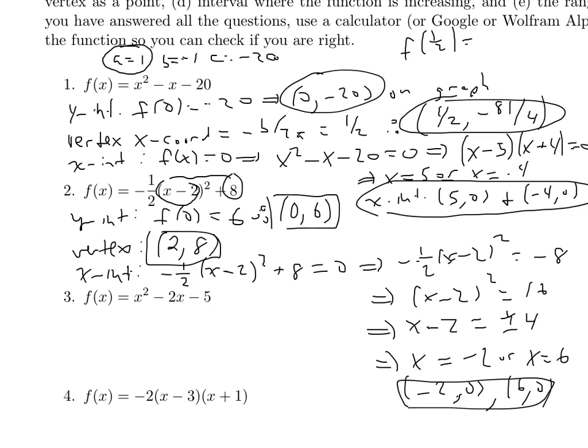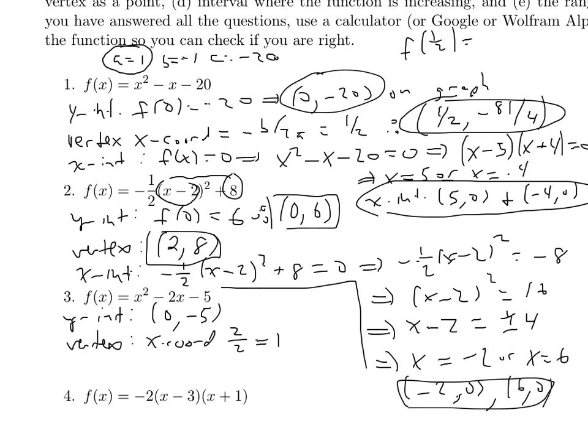In number 3, we can just follow along. This is in our standard form, and so the y-intercept is 0, negative 5. I won't go through that again. Vertex: remember, the x-coordinate is negative b over 2a, because it's written in that ax squared plus bx plus c form. So minus b is 2, over 2a is 2. So the x-coordinate is 1.